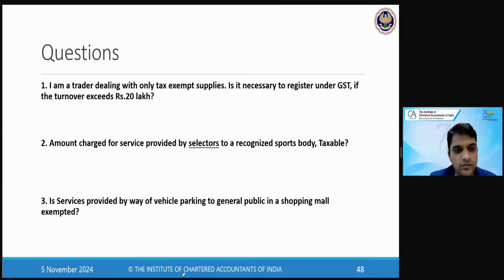Okay, we'll take some questions. These questions are not related. Okay, we'll take up those questions which are related. I'm a trader who is dealing only in tax exempt supplies. So is it necessary to register under GST if my turnover exceeds 20 lakhs?